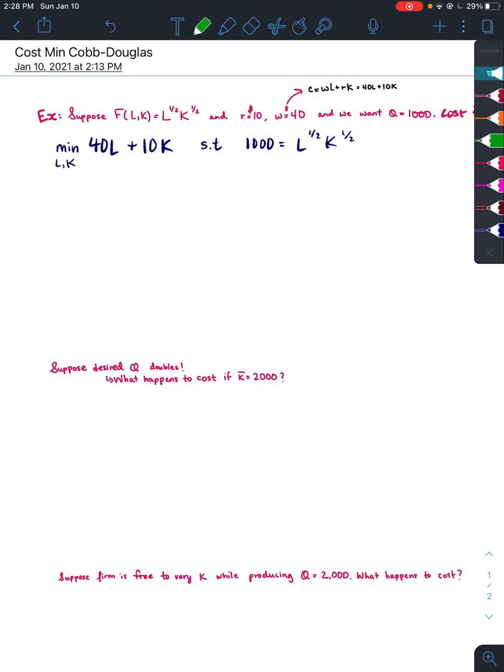One thing to always remember: in a cost minimization problem, we have our constraint right here, and we have our objective. This is our goal, this is what we want to find out, this is what we want to work on. So constraint and objective.